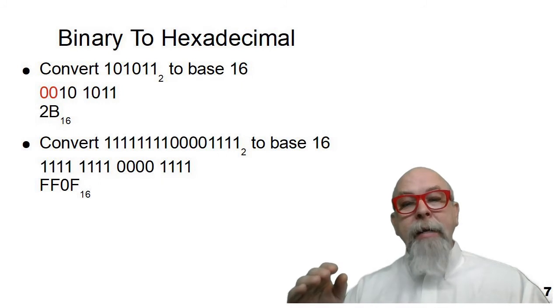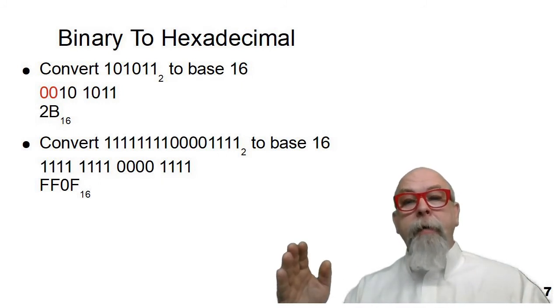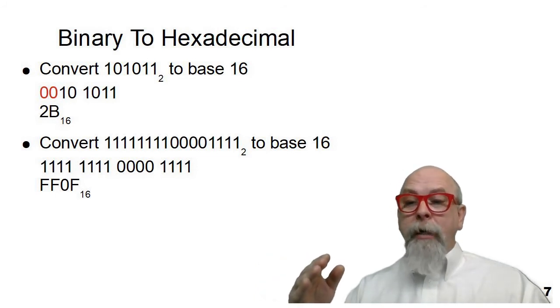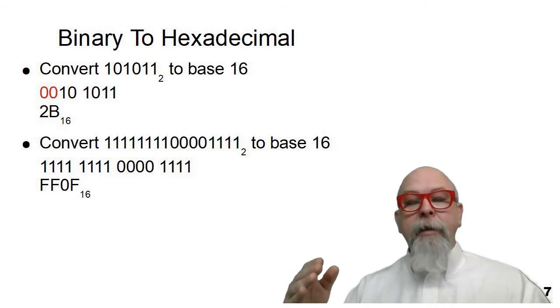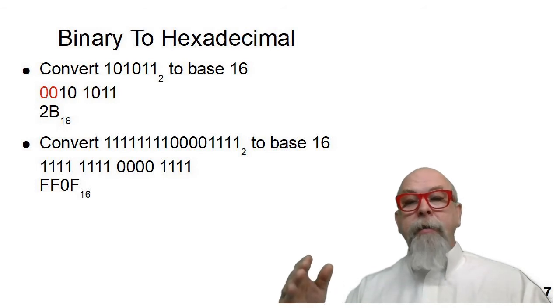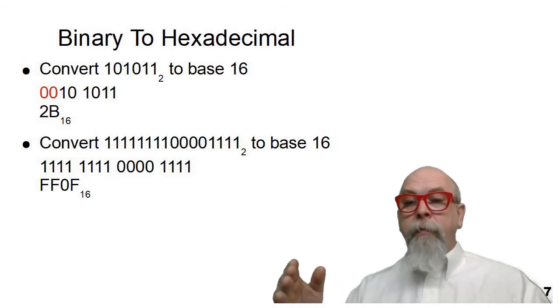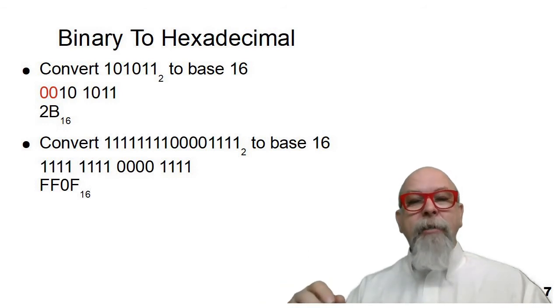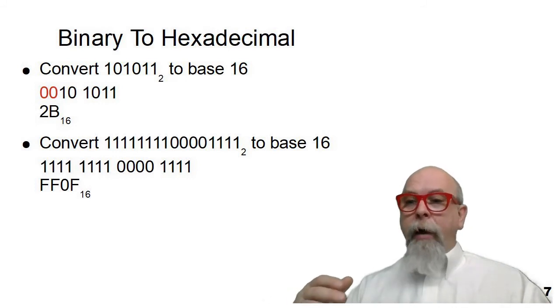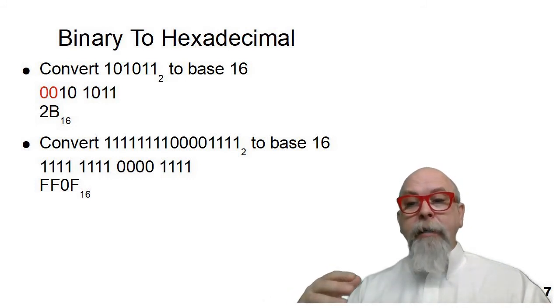So we write it now, breaking it into groups of 4, and we get 1111 1111 0000 1111, and we convert each of those four groups of four to their individual digits. So 1111 is F, 1111 is F, 0000 is 0, and 1111 is F, and so we get FF0F as that binary number. Boy, hexadecimal is great for writing and communicating these big binary numbers.